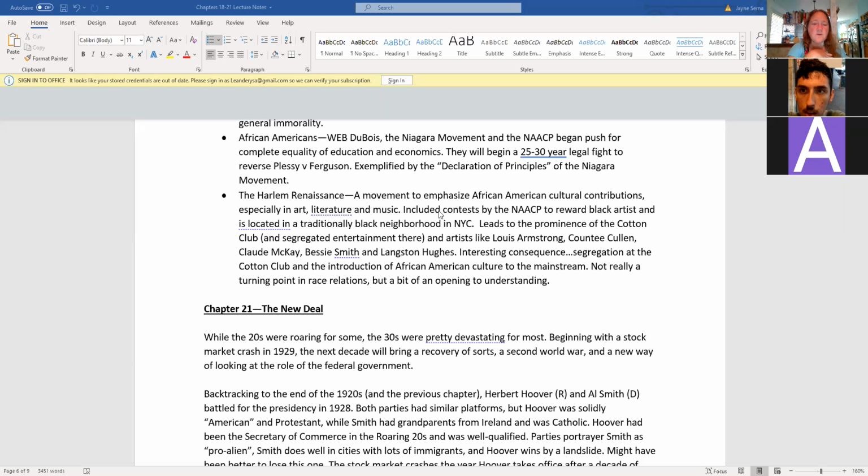Langston Hughes, who's a fairly famous African American poet from my hometown, Joplin, Missouri, also leads to the prominence of the Cotton Club. The Cotton Club was a jazz nightclub that was really a big deal in Harlem. Before the Harlem Renaissance, it's primarily the neighbors went there. So African Americans attended, and it was the weekend hotspot for sure.